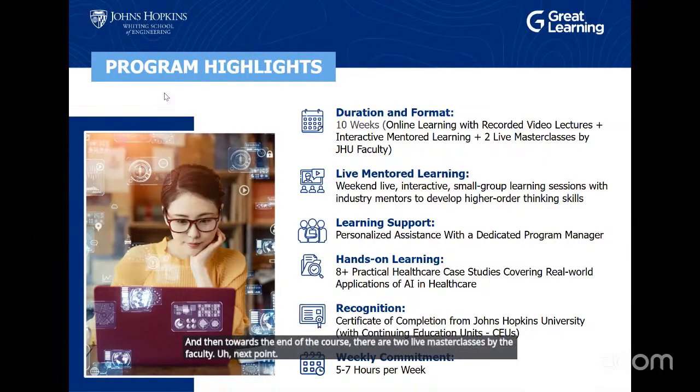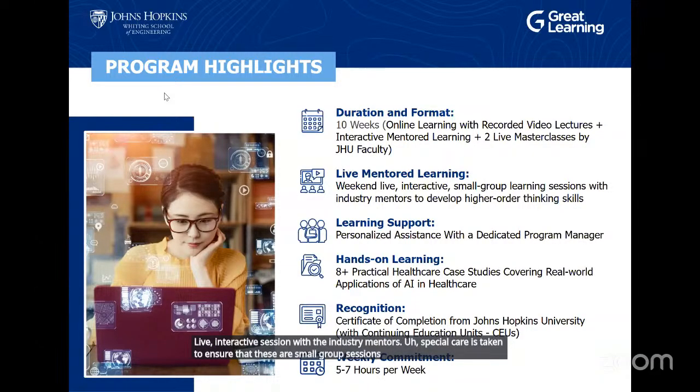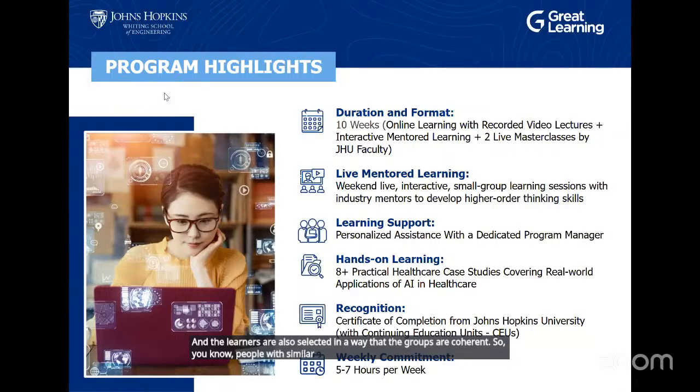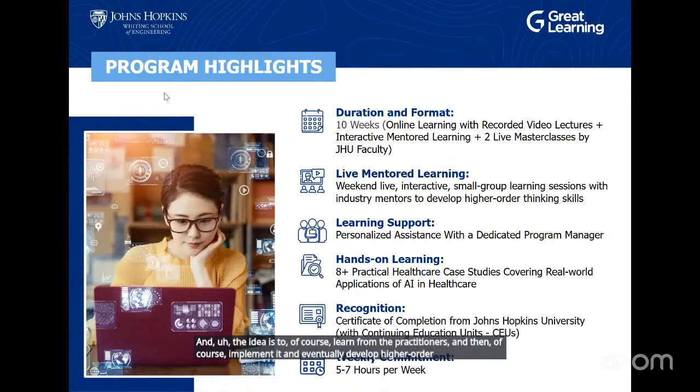Next point, live mentored learning, as I explained. This is more to do with live interactive sessions with the industry mentors. Special care is taken to ensure that these are small group sessions. Typically, these are done in a group of 25 to 30 learners per mentor, and the learners are also selected in a way that the groups are coherent. So people with similar interests or work experience are typically bracketed in the same group so that the learning journey and interaction with the mentor can be more coherent. And the idea is to learn from the practitioners, implement it, and eventually develop higher order thinking skills as a result.